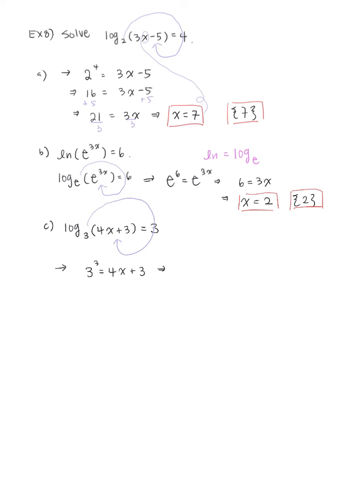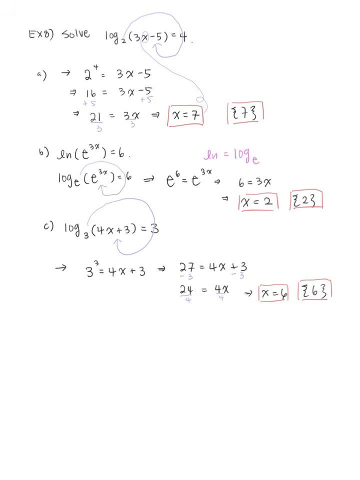All right, so what's 3 to the third? 27 equals 4x plus 3. Now, minus 3, 24 equals 4x. Now, dividing by 4, our x is 6. Now, before we box that, let's check to make sure the argument of the log is positive. If I plug x equals 6 into what's in the parentheses, 4 times 6 plus 3, it's definitely a positive value. So it's a keeper. So therefore, our solution set is 6.